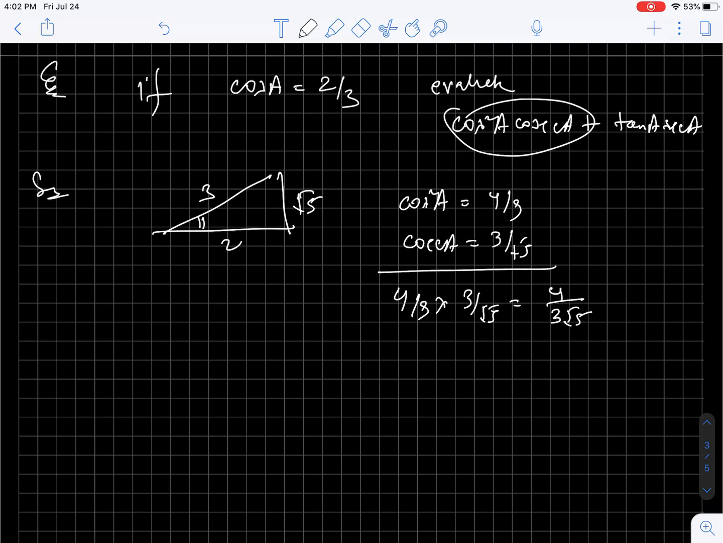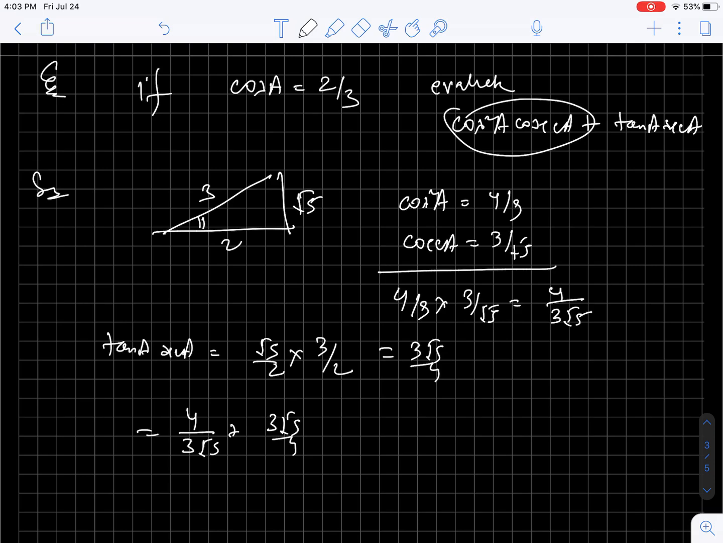Now tan A sec A. Tan A into sec A, solve this term. Tan A will be root 5 by 2 and sec A will be 3 divided by 2. Okay, then the answer will be 3 root 5 divided by 4. Now add up: the first value is 4 divided by 3 root 5 and the next value is 3 root 5 divided by 4. This is the answer.